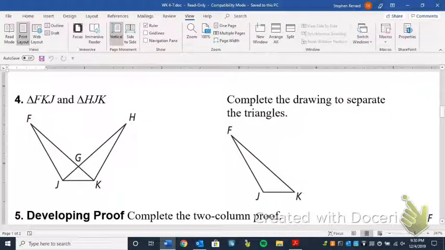4. Try this one by yourself. Remember, you want to sketch the two triangles separately. Figure out what their common side was. So take about 2-3 minutes for this.